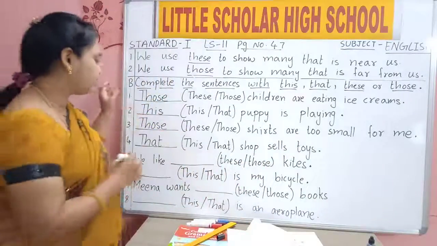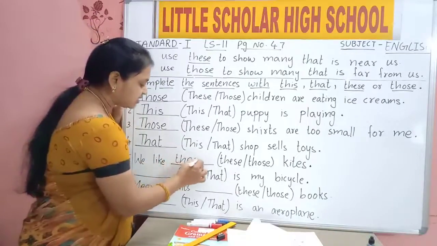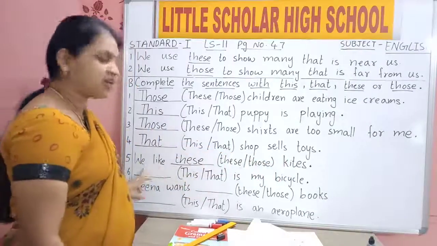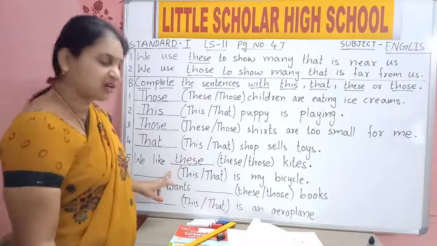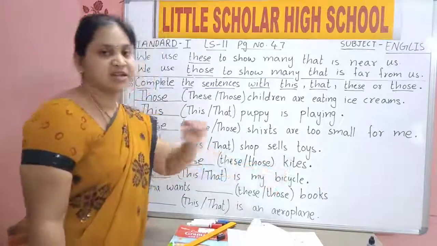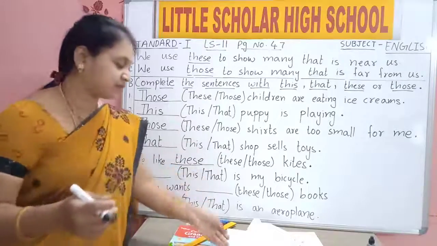So we will write, we like these kites. L-I-K-E, like. T-H-E-S-E, these. K-I-T-E-S, kites. Why are we using these? Because there are many kites.